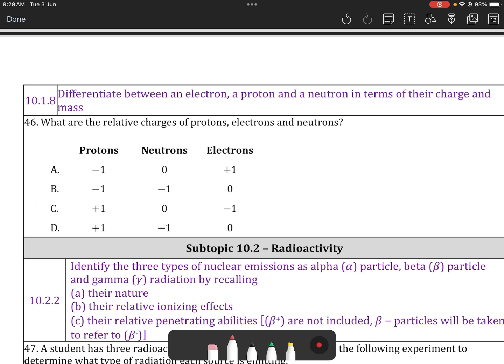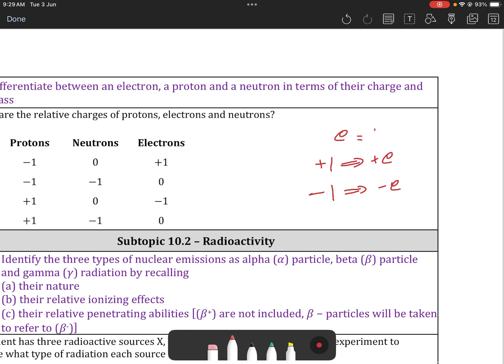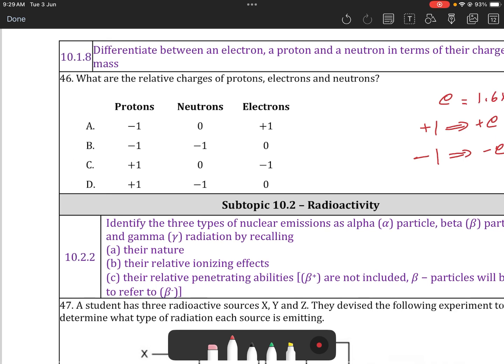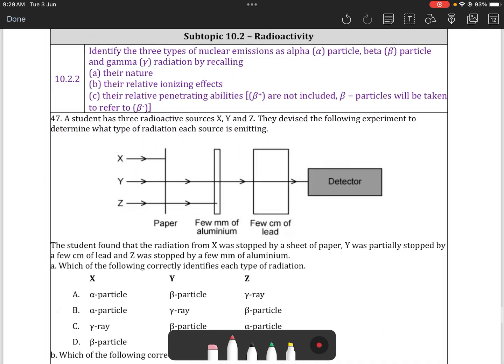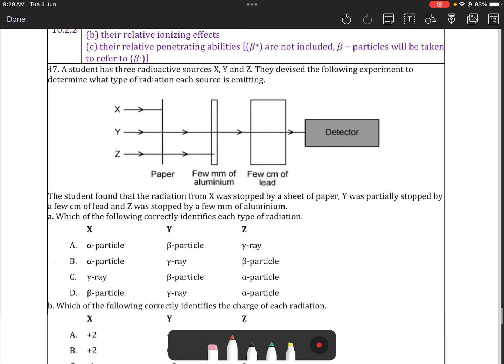They are asking about the relative charge. The relative charge means e. Yani, when we say plus 1, that means plus e. When we say negative 1, it means negative e, and e equals 1.6 times 10 to the power negative 19. So the proton is positive 1, the neutron has no charge, and the electron is negative 1. The answer is C. Let's look at the next questions now.